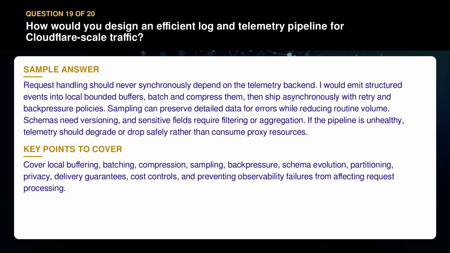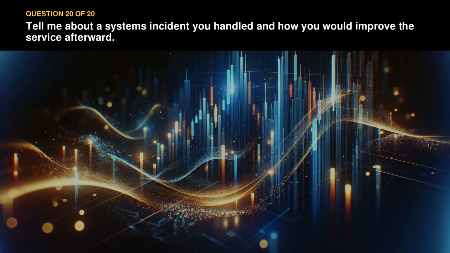Cover local buffering, batching, compression, sampling, backpressure, schema evolution, partitioning, privacy, delivery guarantees, cost controls, and preventing observability failures from affecting request processing.